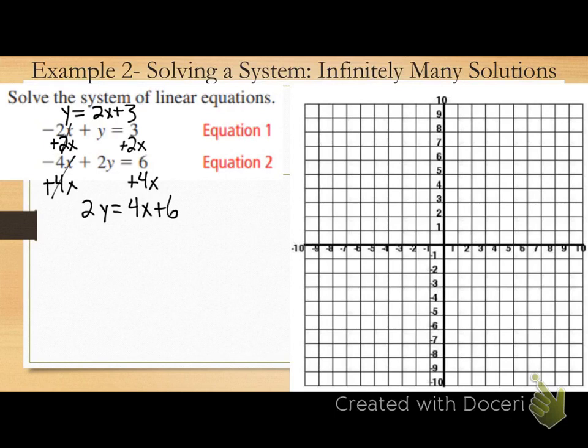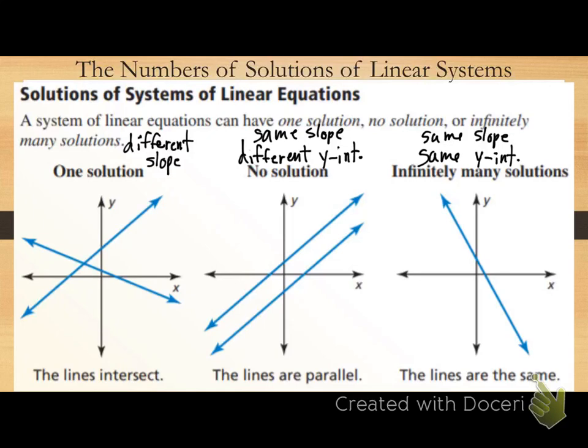Next step to get y by itself. Divide everything by 2. 4x divided by 2, 2x. 6 divided by 2, 3. Okay. Before we get into even graphing, substitution, or elimination, what do we notice about these slopes and the y-intercepts of these two equations? Same slope, same y-intercept, right? So what conclusion can we draw before we even start solving?